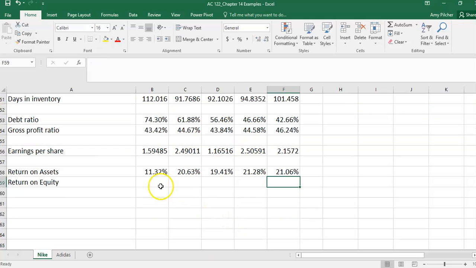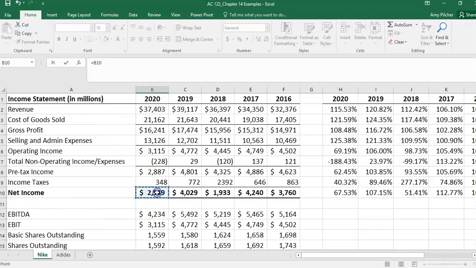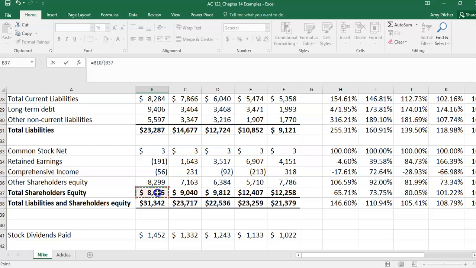previous year's information. Return on equity is net income divided by average total equity. So net income divided by average total equity. So total shareholders' equity in 2020 plus shareholders' equity in 2019, and that divided by 2.